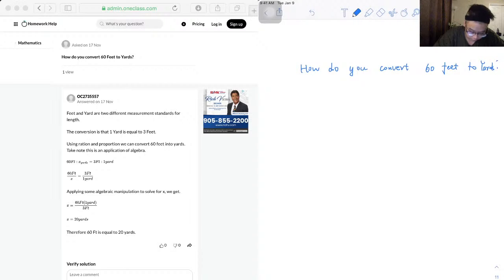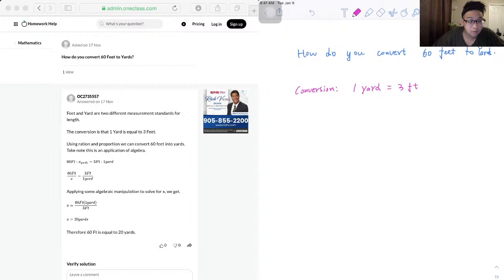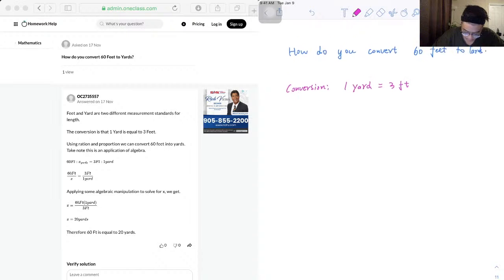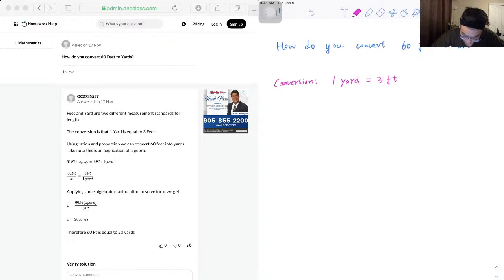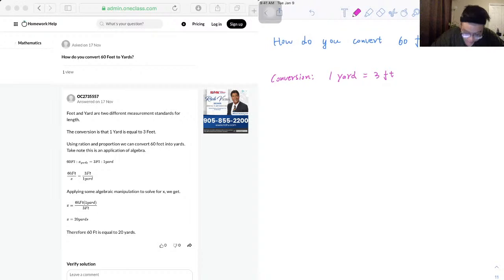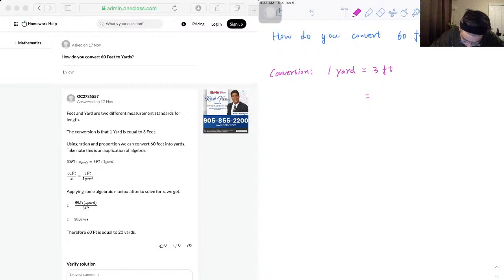So we know the conversion. 1 yard is equal to 3 feet. All right. And now we want to convert 60 feet to yards. 60 feet, let's call it x, is equal to x yards.